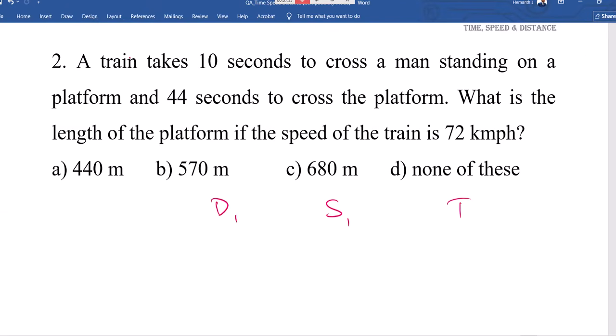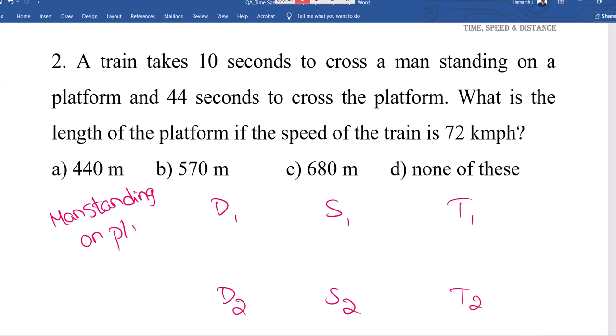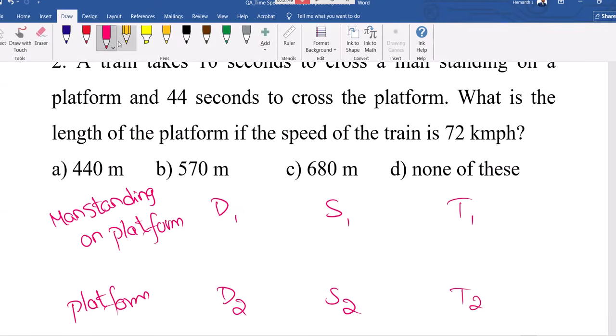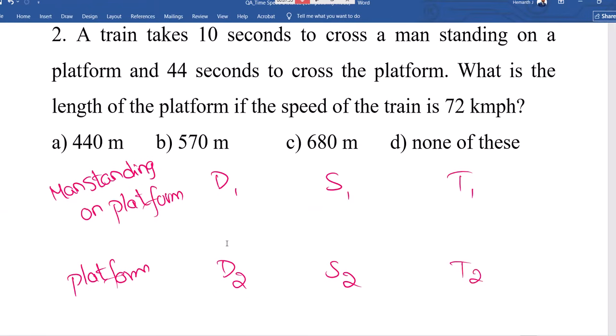This is routine in this concept, problems on trains. There are two cases in this one: man standing on platform, train crossing man standing on platform. Next one, train is crossing platform. So two situations we need to note down. What is the distance, what is the speed, what is the timing. So what is the distance here, D1? D1 is what, S1 is what, T1 is what? T1, I think you know, 10 seconds to cross the man standing on the platform.